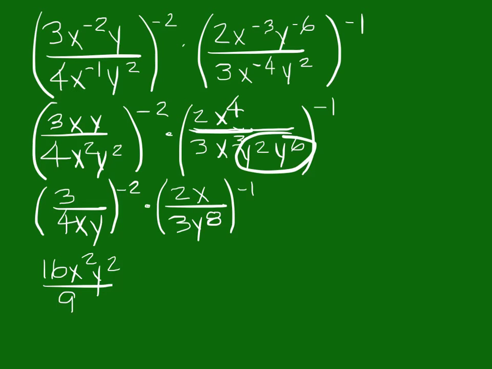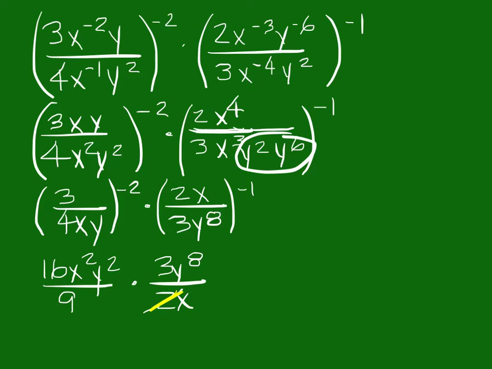And then on the right side, all you are doing is trading places because it's a negative 1. It doesn't change anything except the position. So you would have 3y to the 8th on top and 2x on the bottom. So now you can cross cancel. You have a 2.